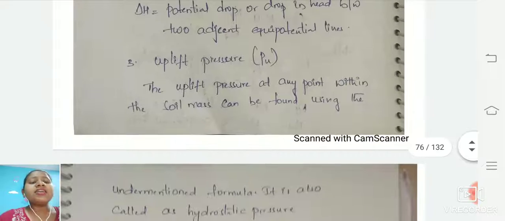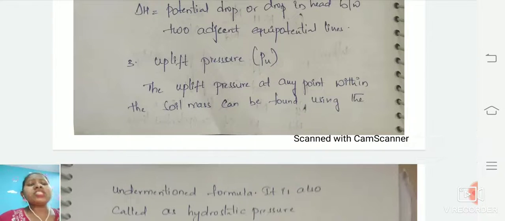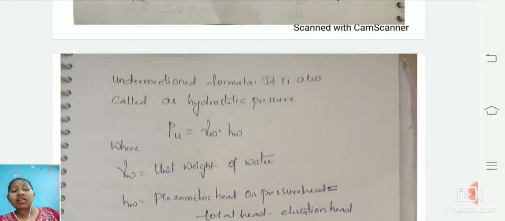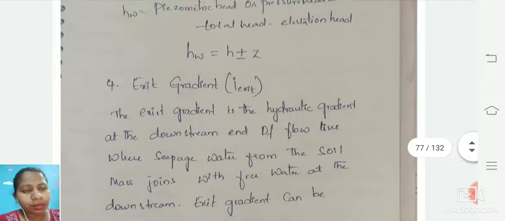The next is uplift pressure. As we all know, the uplift pressure at a particular point in the soil mass is considered, and how the hydrostatic pressure is taken into consideration, for that we have P suffix U, and you also have a formula for this. Here we will be using the piezometer head, that means to get the total elevation from the top to the bottom, so we will be using this formula.